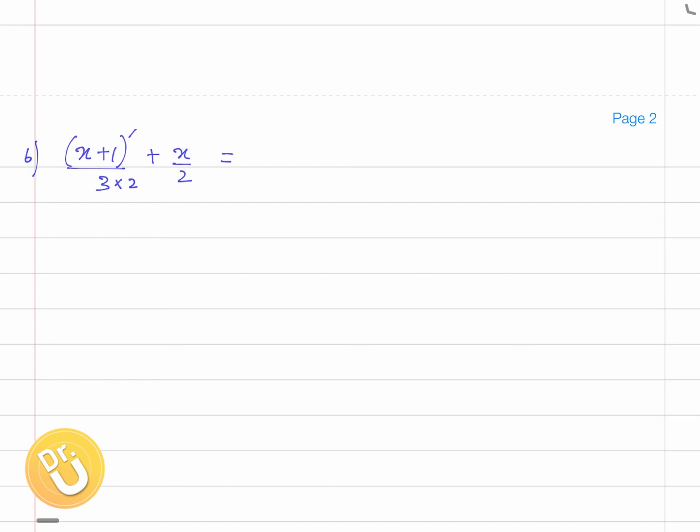This is going to be multiplied by 2, and the other one is going to be multiplied by 3. So your common denominator would be 6. The first term would be 2 times (x plus 1). The second term would be 3x. And you can now simplify this.